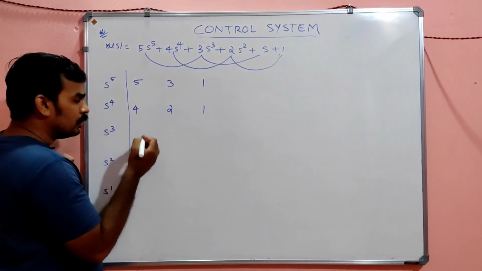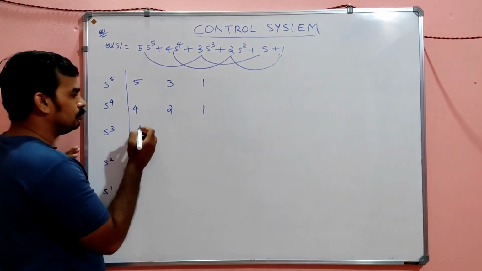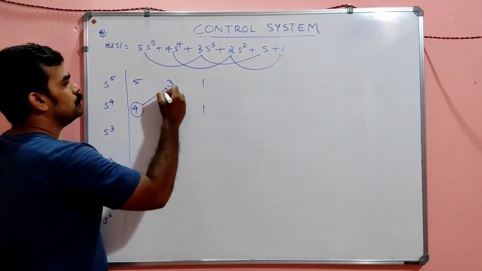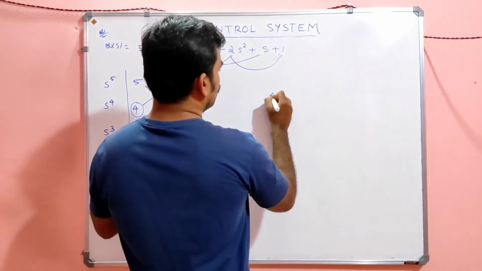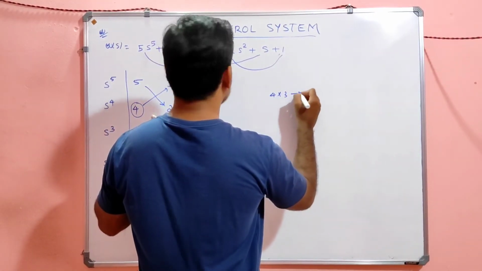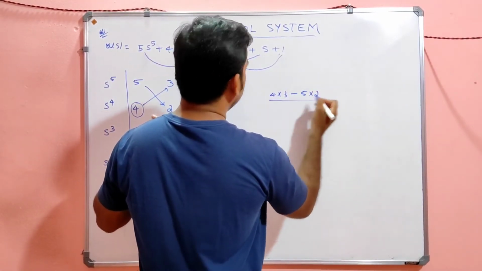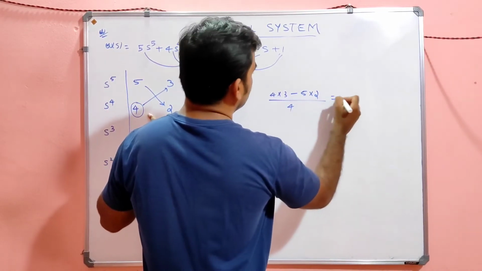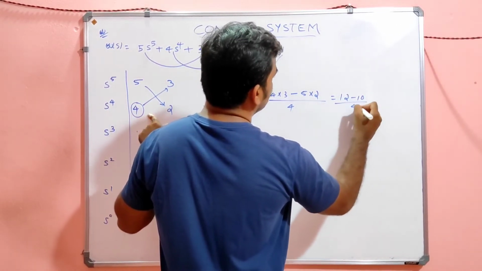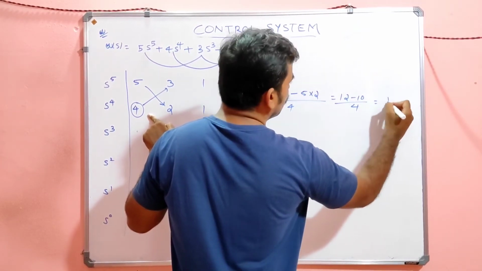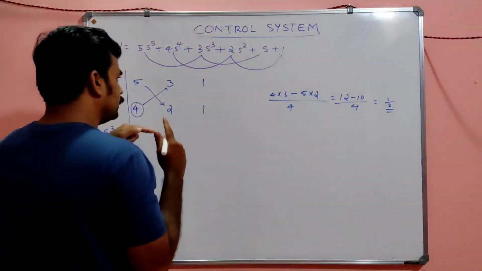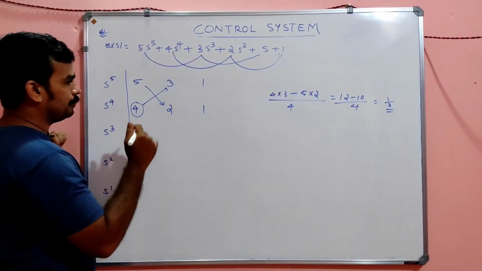Find these two. For finding this unknown, focus on this: this into this minus this into this divided by this. So what will it be? (4 into 3 minus 5 into 2) whole divided by 4. So it will become (12 minus 10) by 4. It is nothing but, my dear, 2 by 4. It is nothing but 1 by 2, 0.5. Correct?